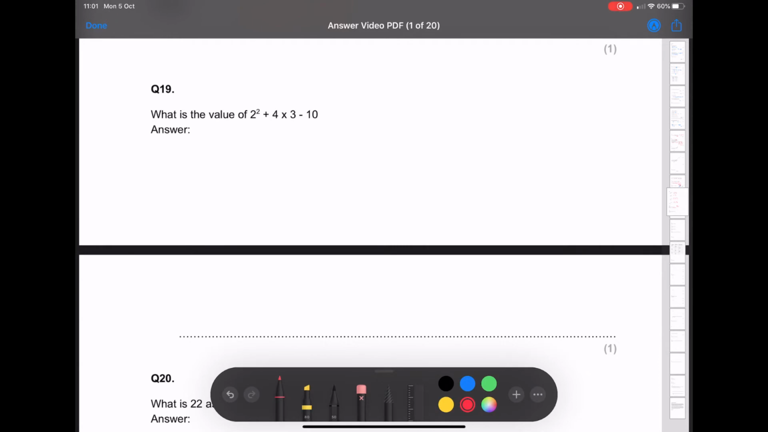So here we've got quite a lot going on. We've got 2 squared, which I would do, that's 4. 2 squared, 2 times 2.